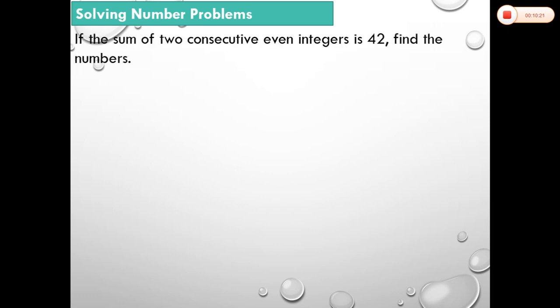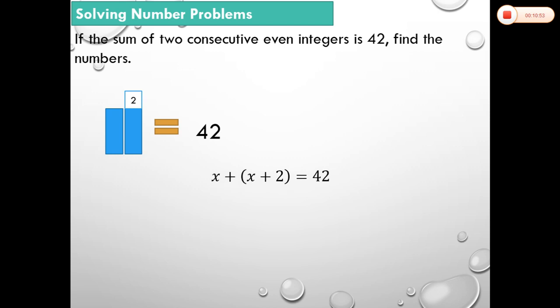Another example. If the sum of two consecutive even integers is 42, find the numbers. Let us try to denote the blue rectangle as the first even integer. Since even integers differ by 2, then the next integer will be the first integer plus 2. And its sum is equal to 42. The working equation will be x plus x plus 2 is equal to 42.